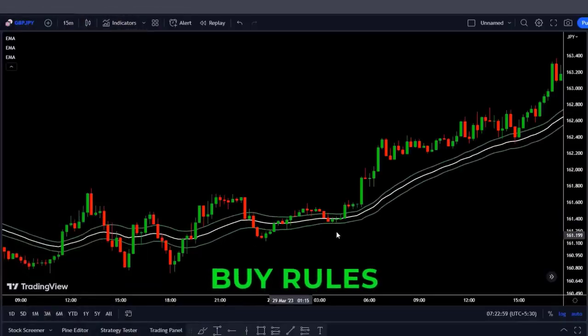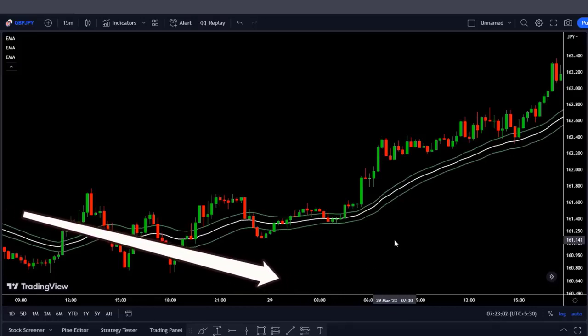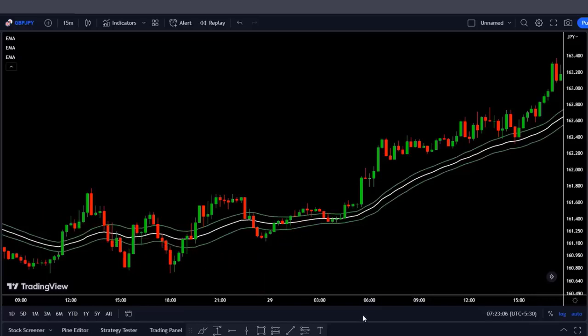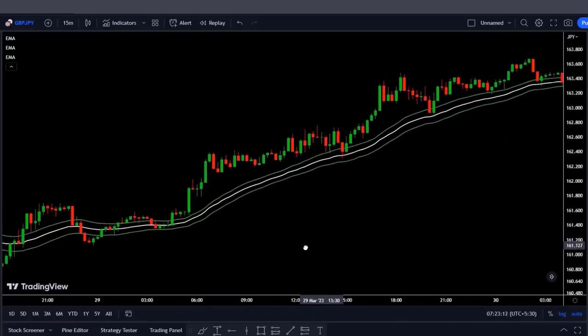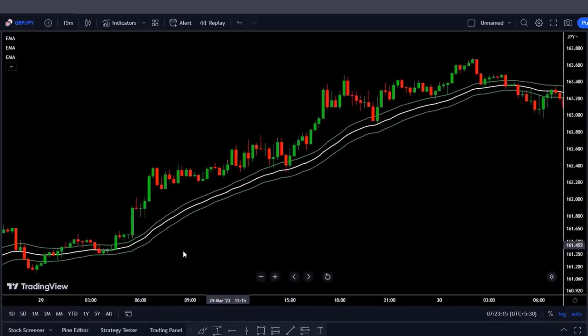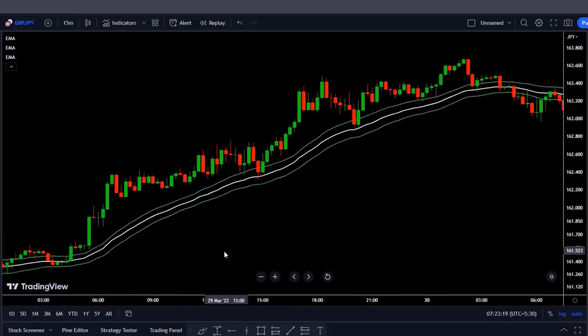Buy rules are completely opposite of the sell rules. First of all, the price should cross above the moving averages, leaving a gap between the market price and the moving average. The second rule is the price should hold inside the moving average zone. I explain 3 scenarios that can happen at this moment.